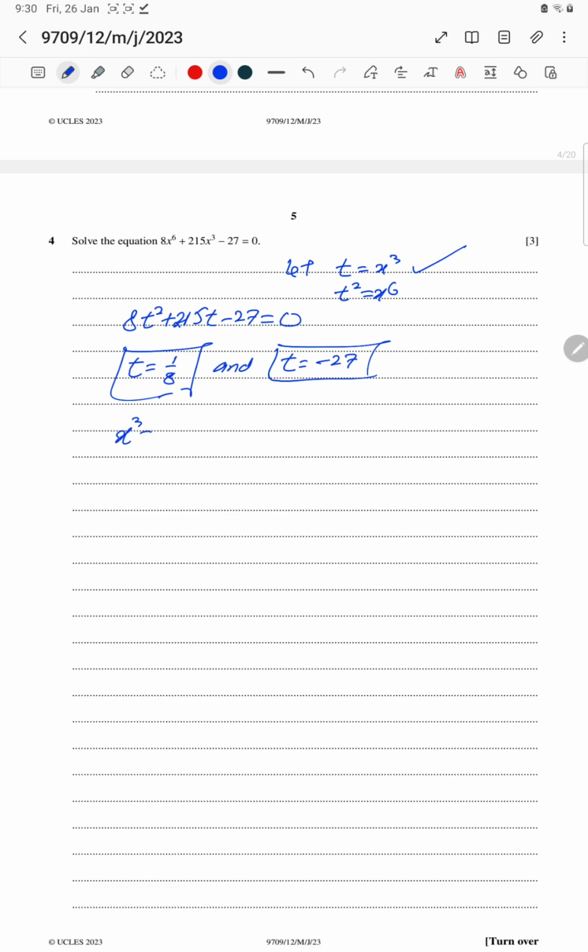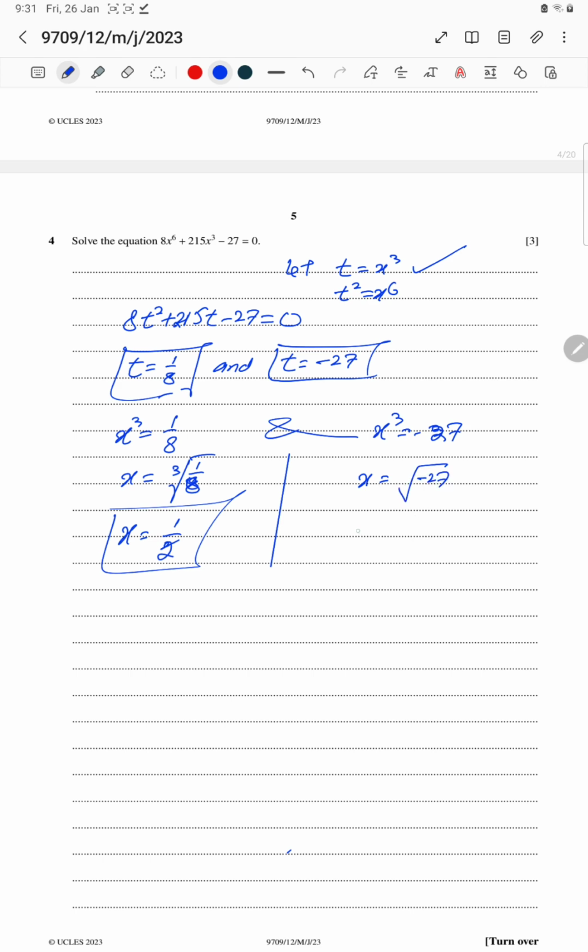So when x cube is 1 by 8, taking cube root on both sides, we get cube root of 1 by 8, that will be calculated as 1 by 2. Right, this is the one answer. And the second one, x cube is equal to minus 27. So taking cube root of minus 27, with the help of a calculator we will get minus 3. So these are our two solutions, x is 1 by 2 and x is equal to minus 3.